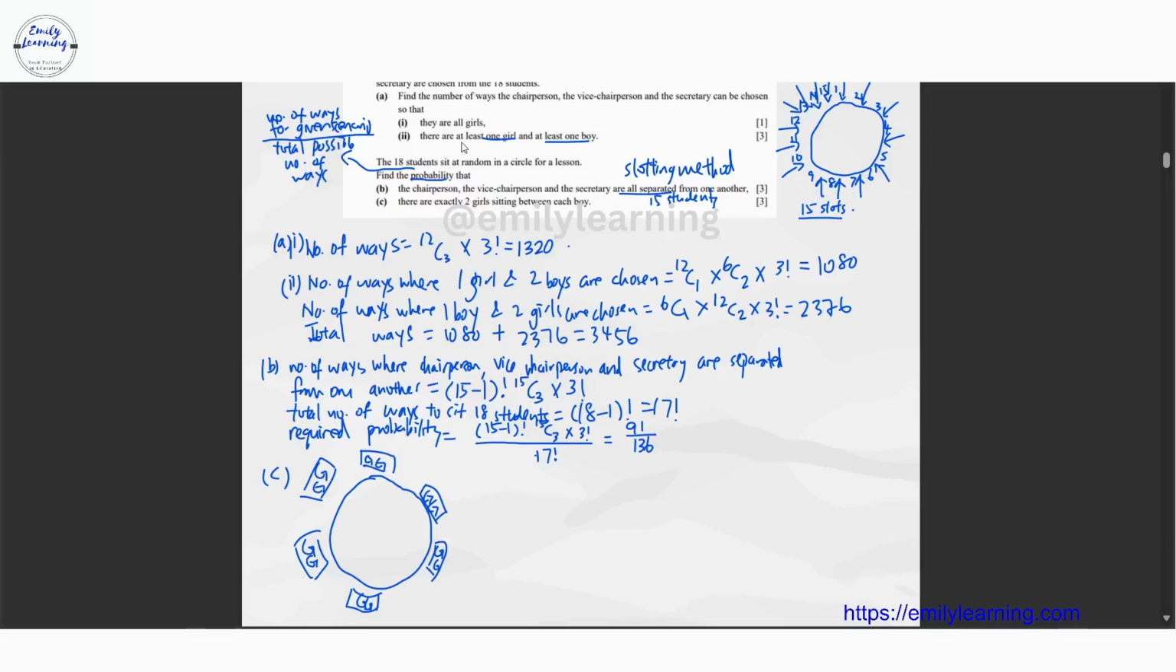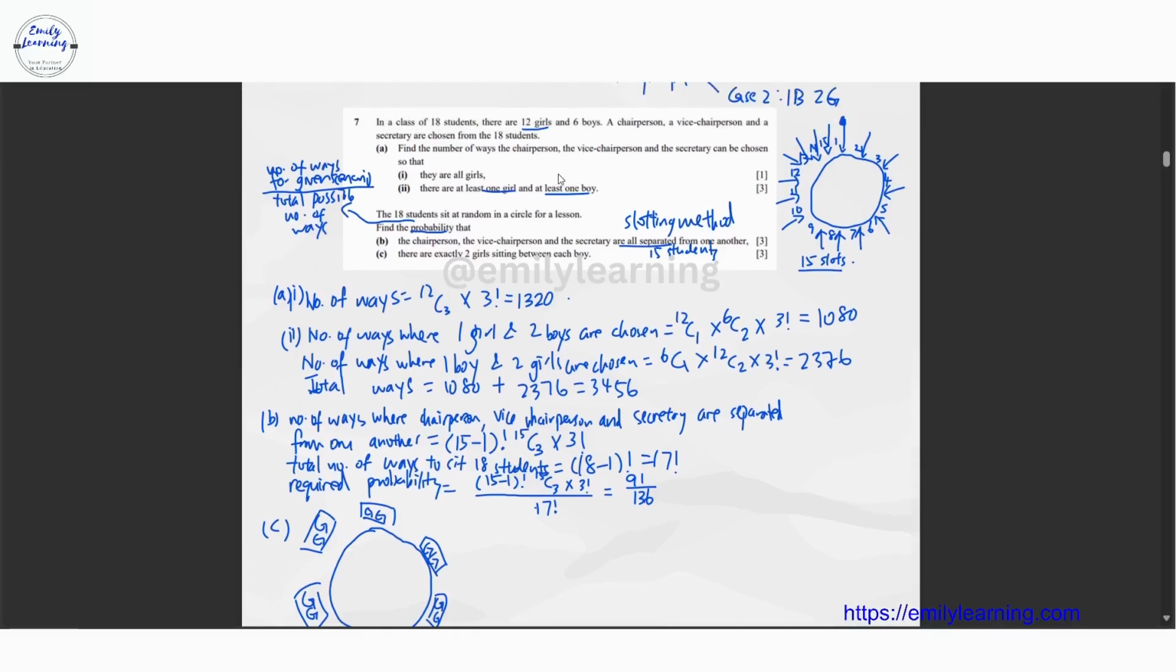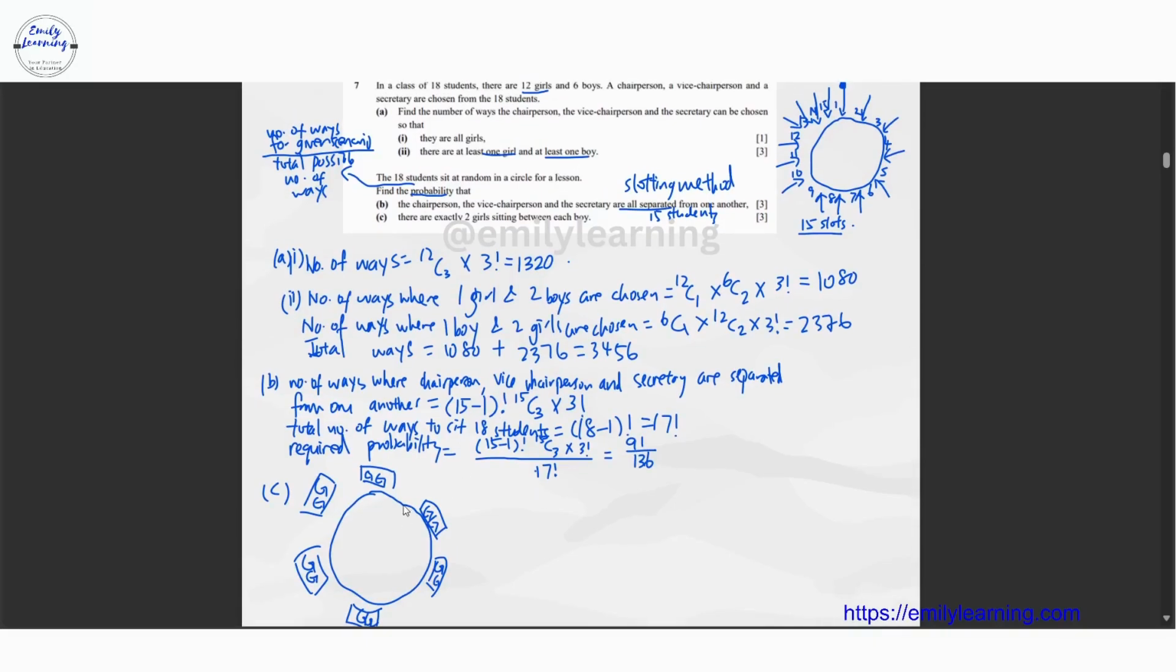Next, I'm going to slot in the 6 boys in between the groups of two girls. So I'll have a boy here, a boy here, a boy here, a boy here, a boy here, and a boy here. So 6 slots. 1, 2, 3, 4, 5, 6. 6 slots altogether. Okay, so let's find the number of ways where 2 girls sit between each boy.